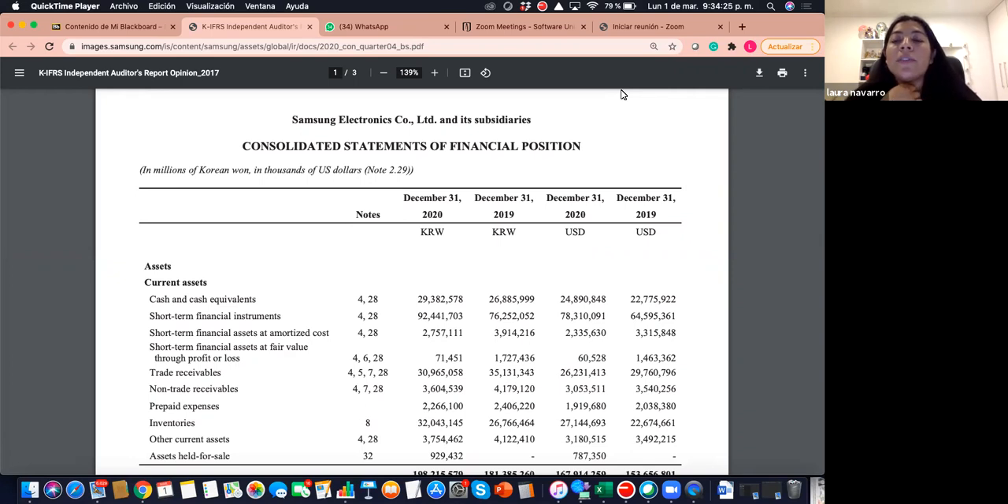Finally, an important account is inventories. In December of 2019, we have 22,674,661, and in 2020, we have 27,144,693. We increased 16.47%. So in 2019, this was less, and that shows that maybe the company has better sales in 2019.